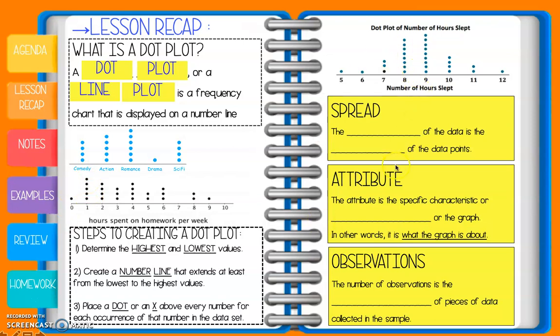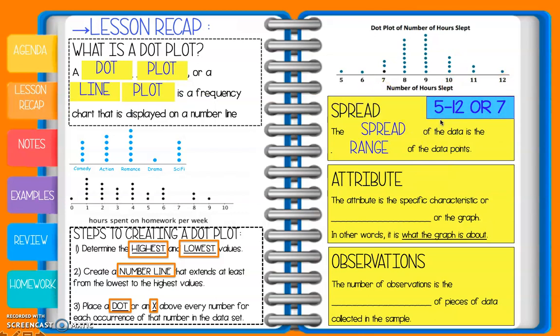Okay, so some vocabulary that we need to review. When we're talking about statistical displays, we're going to be talking about the words spread, attribute, and observations. So spread refers to the range of the data points. When we have a numerical data set, we call it the range. When we have a statistical display, like a dot plot, we call it the spread. So for example, in this one, our spread goes from 5 to 12, so there's a range of 7.